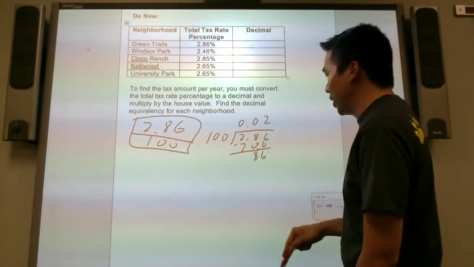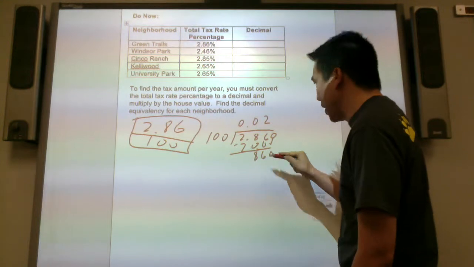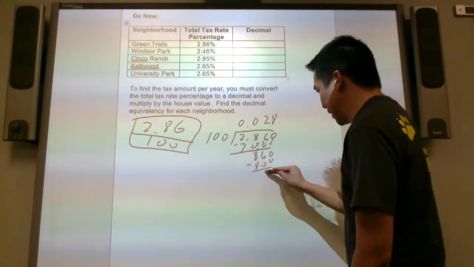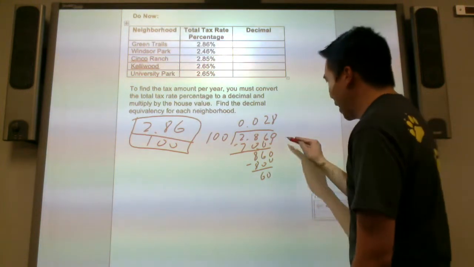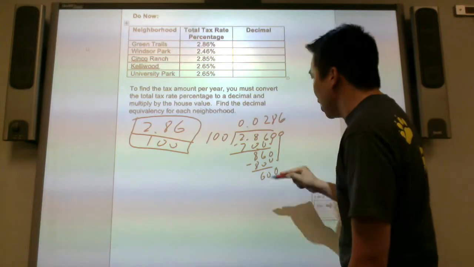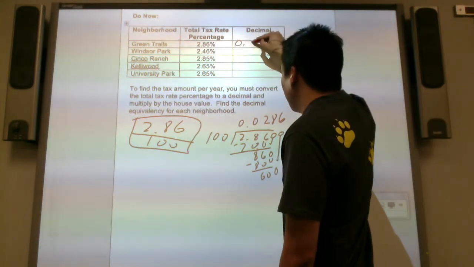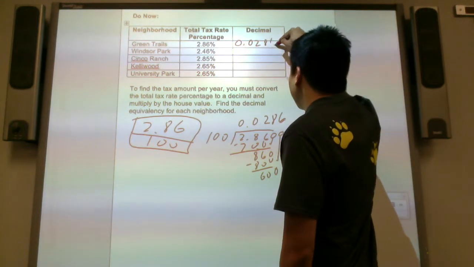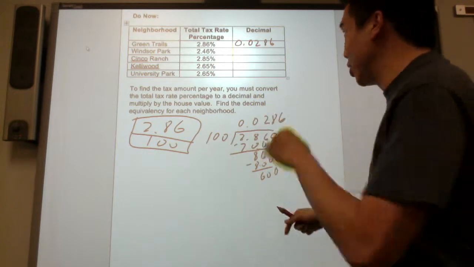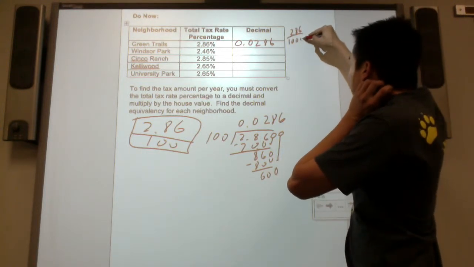I need to get rid of this remainder. So we add our 0, we bring it down. How many groups of 100 go in 860? 8 times. We have 60 left. I want to get rid of this remainder. Add another 0, bring it down. How many groups of 100 go in 600? 6 times. So the decimal equivalency of 2.86% is 0.0286, or 286 ten-thousandths. We could turn it into a fraction, but it didn't say you had to. But if you wanted to, it would be 286 ten-thousandths.